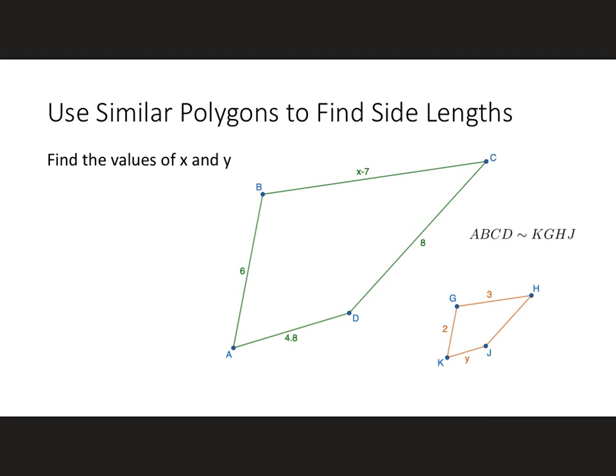Since we have a similarity statement, we can write a proportionality statement. AB, BC, CD, and AD will all be proportional to KG, GH, HJ, and KJ.